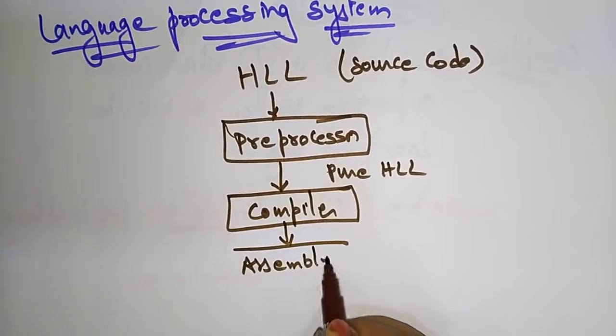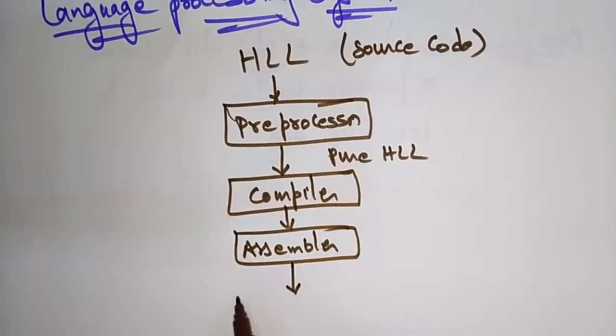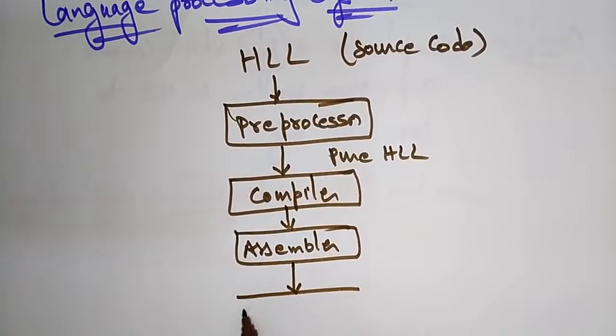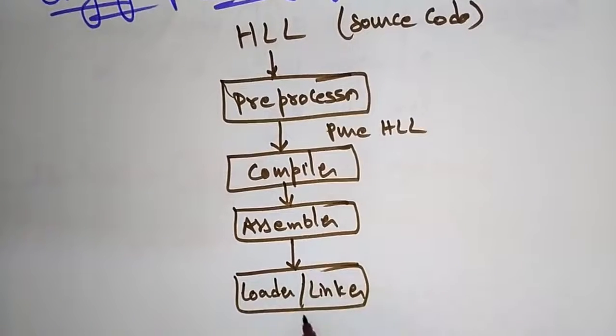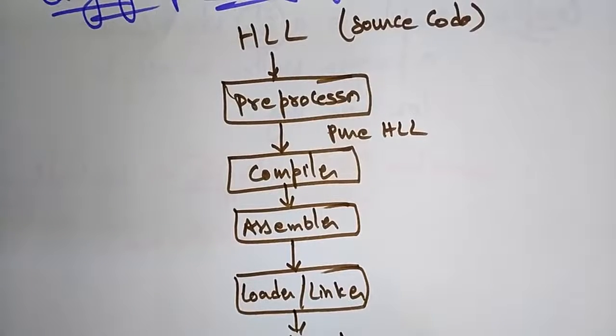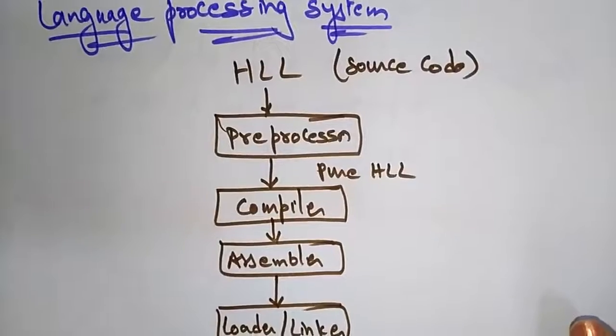First let me write the phases, the stages. Next I'll explain what exactly each stage is. Here the loader or linker, and finally you will get the machine code, whatever the system can understand. That is the absolute machine code you will get. So this is the language processing system.